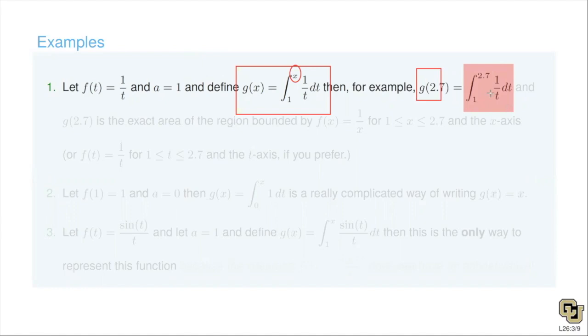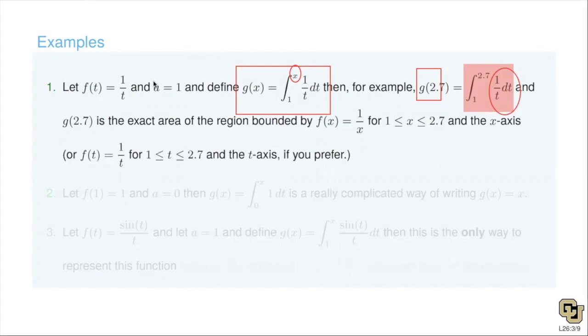So that's really important to keep in mind, that there's an input-output structure in place here. You give me a number, I can calculate this net area using Riemann sums. And I can interpret g of 2.7 as being the exact area of the region bounded below 1 over x for x between 1 and 2.7 and the x-axis. And so now you might say, no, it's not x, they're using the t variable. Then I say, okay, or you can say it's the exact area of the region below 1 over t, t between 1 and 2.7 and the t-axis.